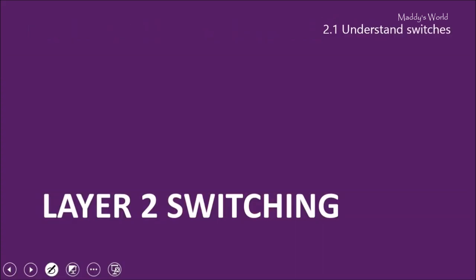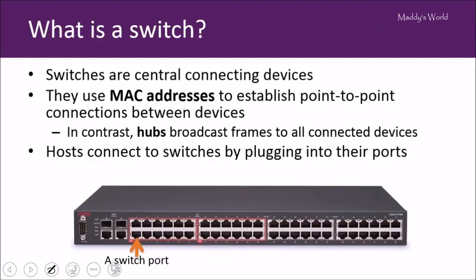All right, so now that we've talked about the first 2 layers, let's talk about layer 2 switching. So how do the devices that operate on networks function within these 2 layers? So first off, let's start by talking about what a switch is, okay? A switch is a central connecting device like we had detailed earlier. Switches use MAC addresses to establish point-to-point connections. And what this means is that if we have device A and it wants to send data to device B, it can send it directly to that device, right? It doesn't have to broadcast all that information to all other devices that happen to be connected to a switch.